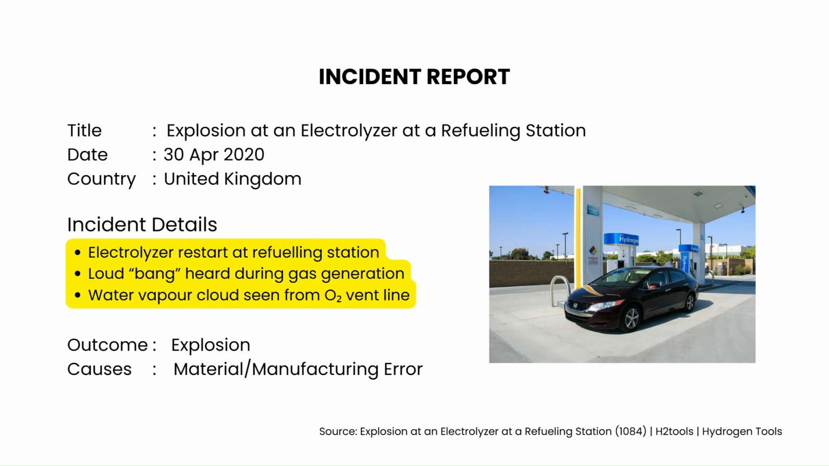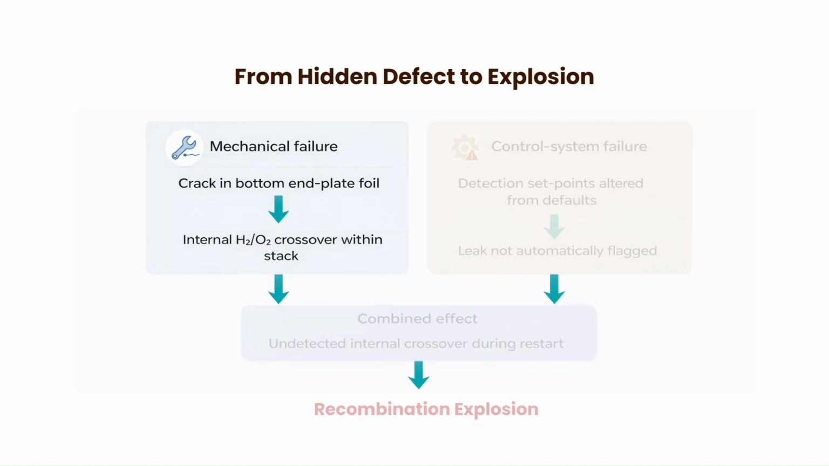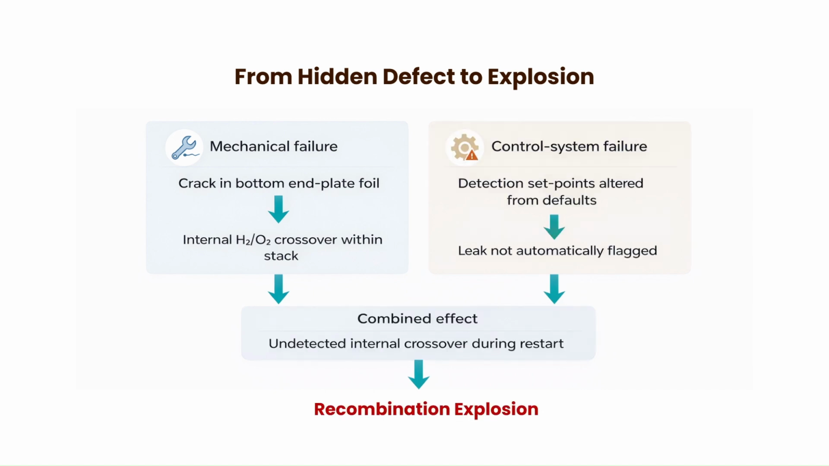To improve our safety design, we studied a real incident, an electrolyzer restart at a refueling station. During gas generation, a loud bang was heard and a water vapor cloud was seen from the oxygen vent line. The investigation found a crack in the stack bottom end plate foil, which caused internal H2O2 crossover. Detection set points had also been altered from the defaults, so the leak was not automatically flagged.